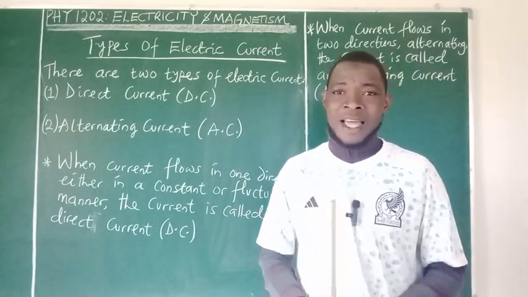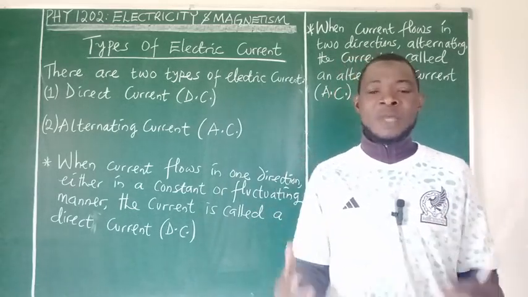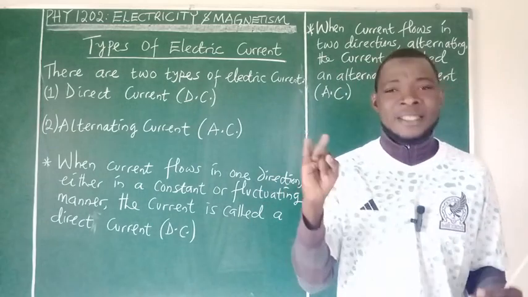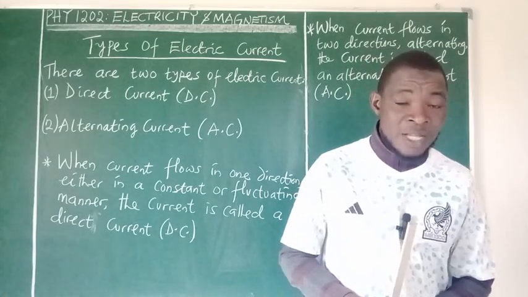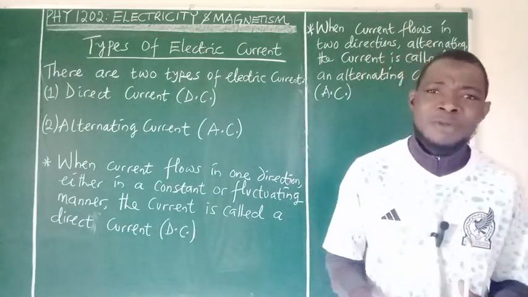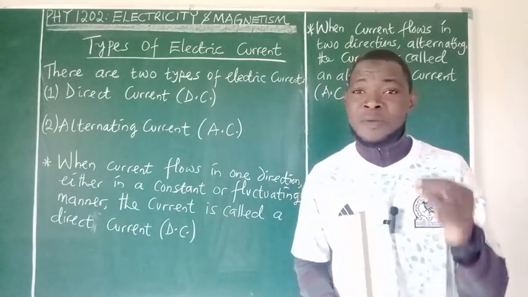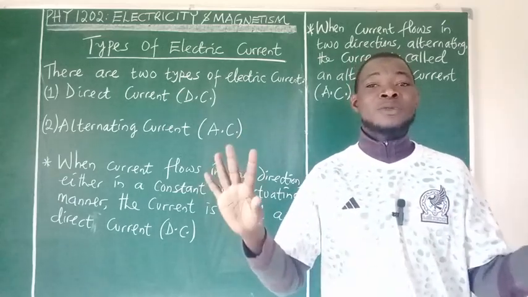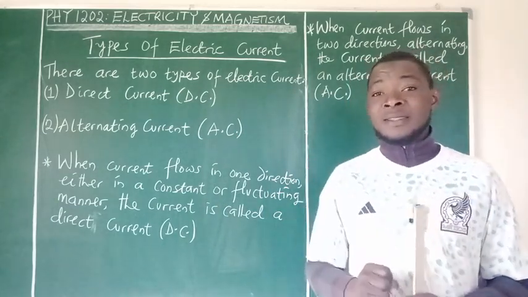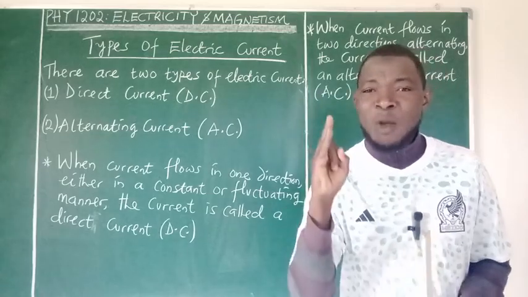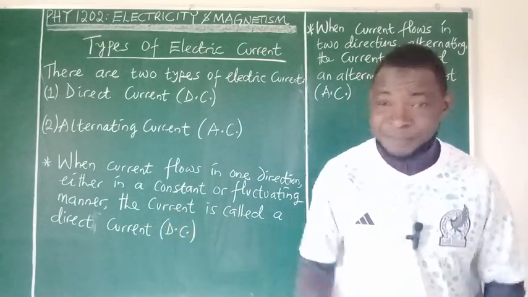Now this class is a step forward. In this class, we will try to identify the types of current we have in physics. Not only identifying, we will also explain those types of current. So we have two objectives only. Number one, identify the types of current we study in physics. Number two, explain them. Let us give it a start.